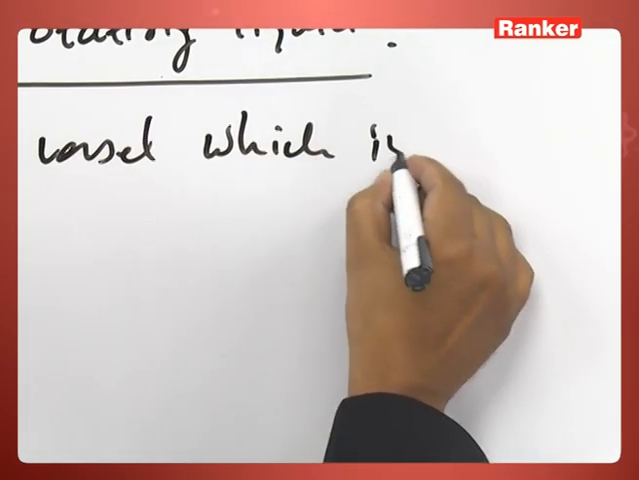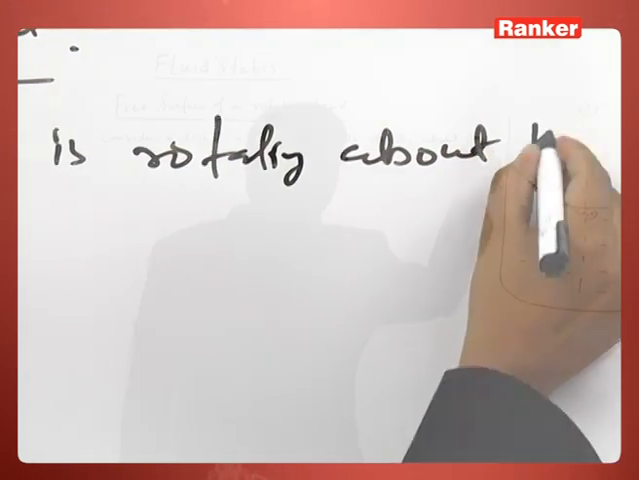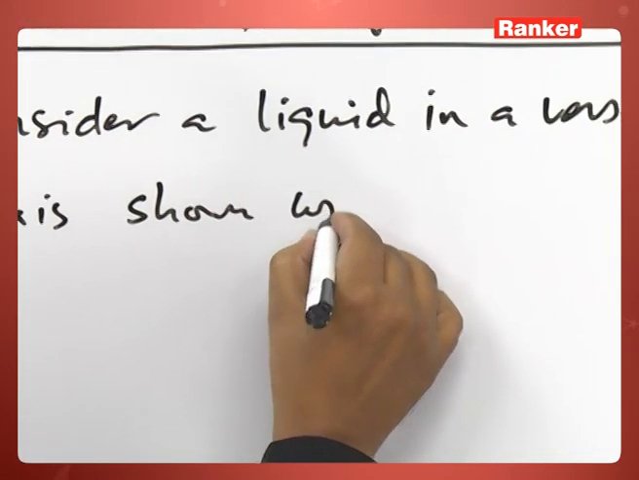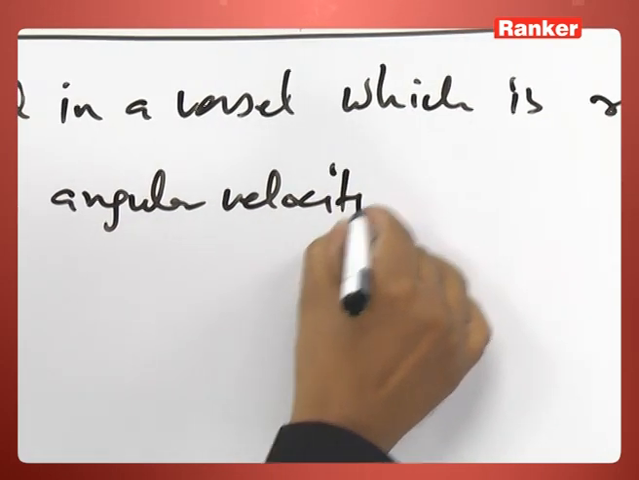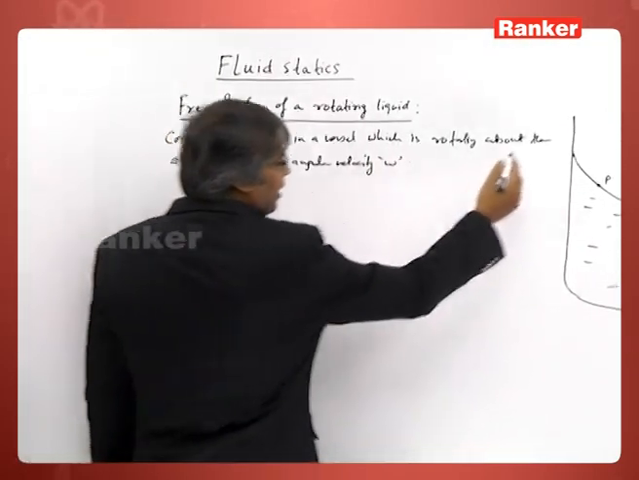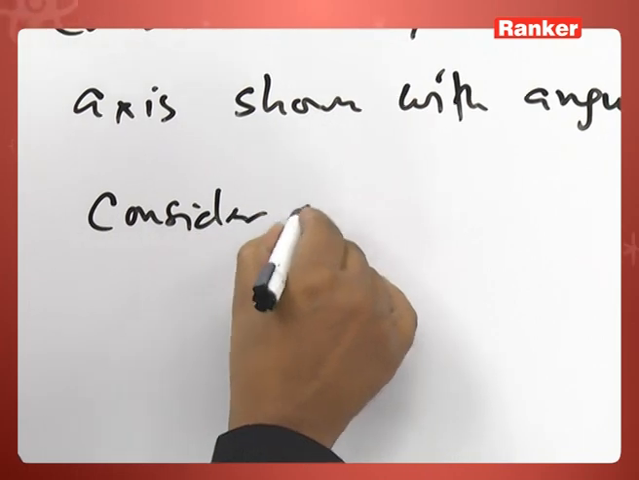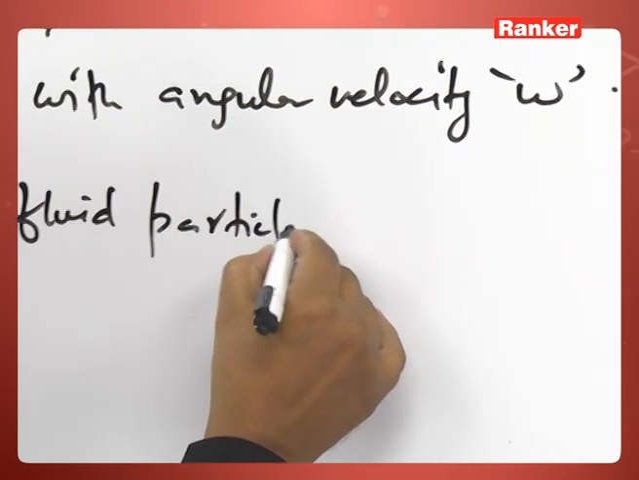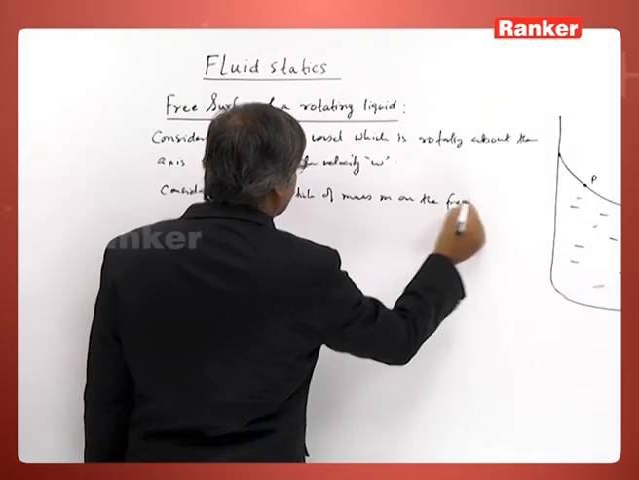Now, consider a liquid in a vessel which is rotating about the axis shown with angular velocity omega. So, this is the angular velocity omega. We wish to know the free surface. So, what do we do? We consider again a fluid particle of mass m on the free surface.